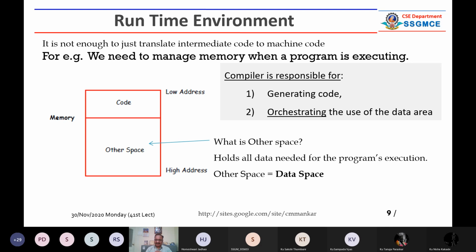So there is a concept of data area, the activation record. We shall see later what that is. So the data space holds all the data needed for the program's execution, and code contains the actual instructions, machine instructions. So at least up till this slide, we are clear that broadly there are 2 parts. One part contains the actual code, the other part contains data.